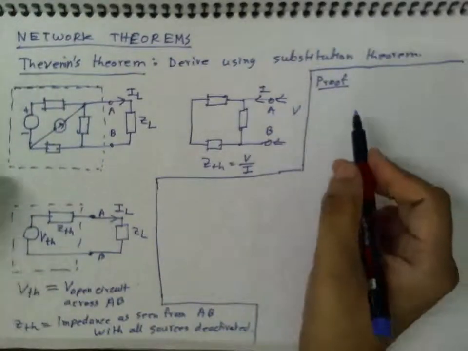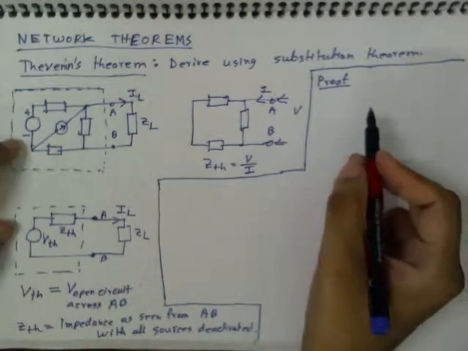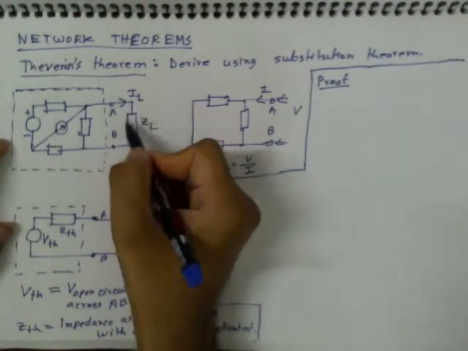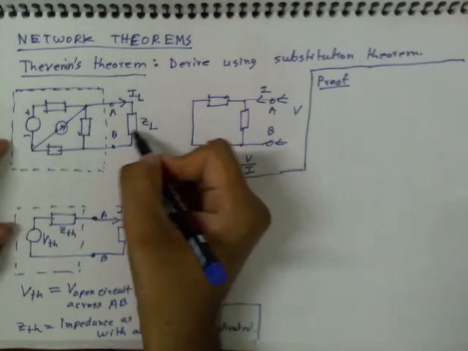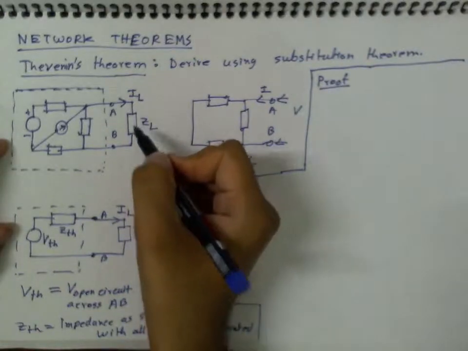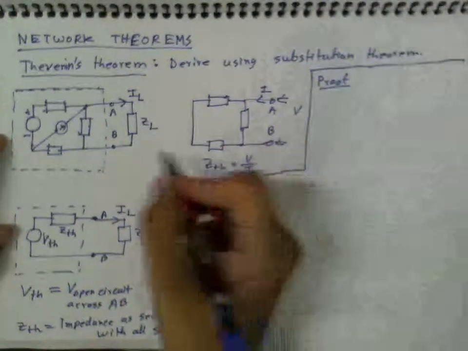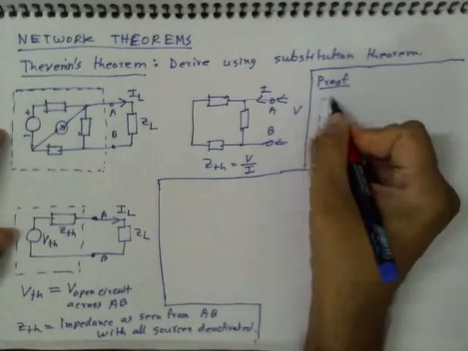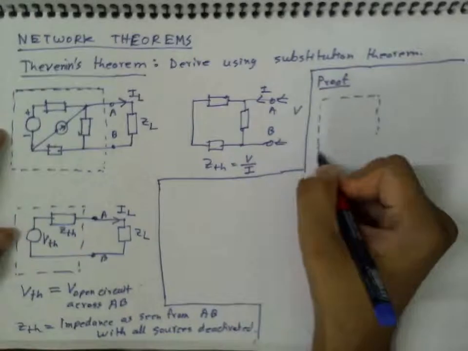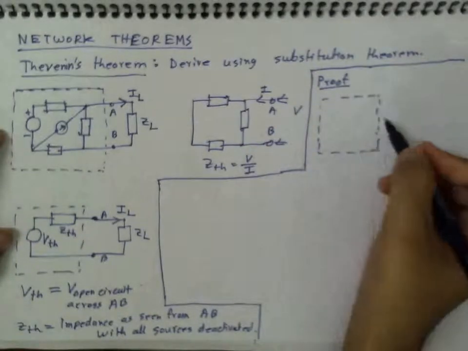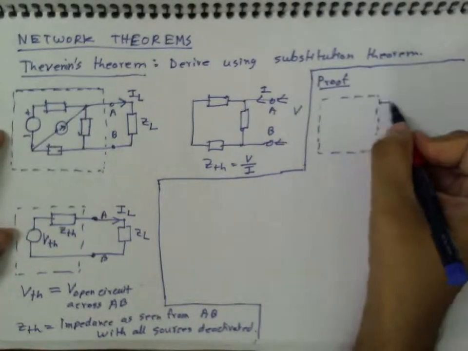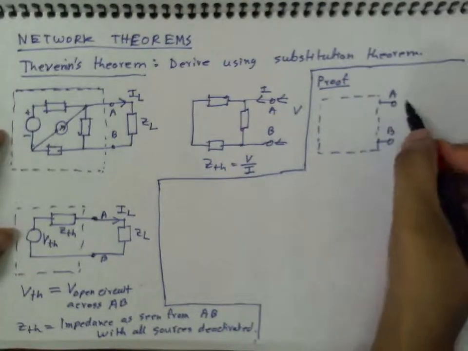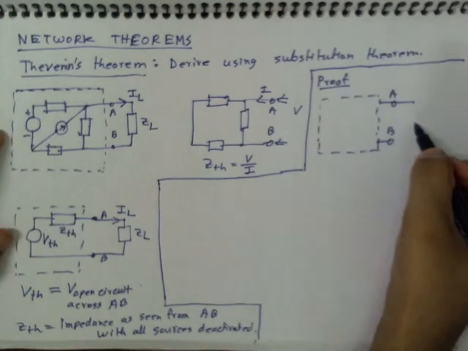Okay, so we'll use the substitution theorem, and what we will do is substitute this impedance ZL with a current source. So let me first draw this dotted box, the black box. Whatever is inside, I do not care. It's retained unaltered, unchanged, and the A and B terminals come out. And then here I had ZL, right?